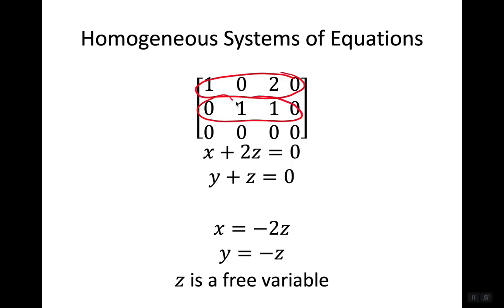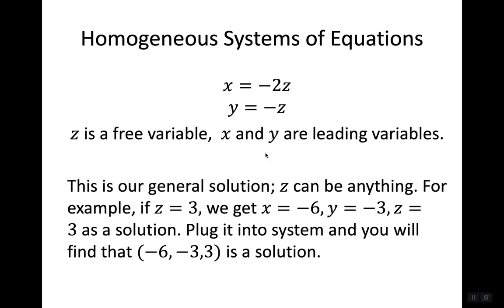So let's get those leading variables on the left side. The leading variables are the variables that have a leading 1, columns that have a leading 1. So x equals negative 2z, y equals negative z. z is a free variable. The z column doesn't have a leading variable in it. So x equals negative 2z, y equals negative z, z is a free variable. This is our general solution.